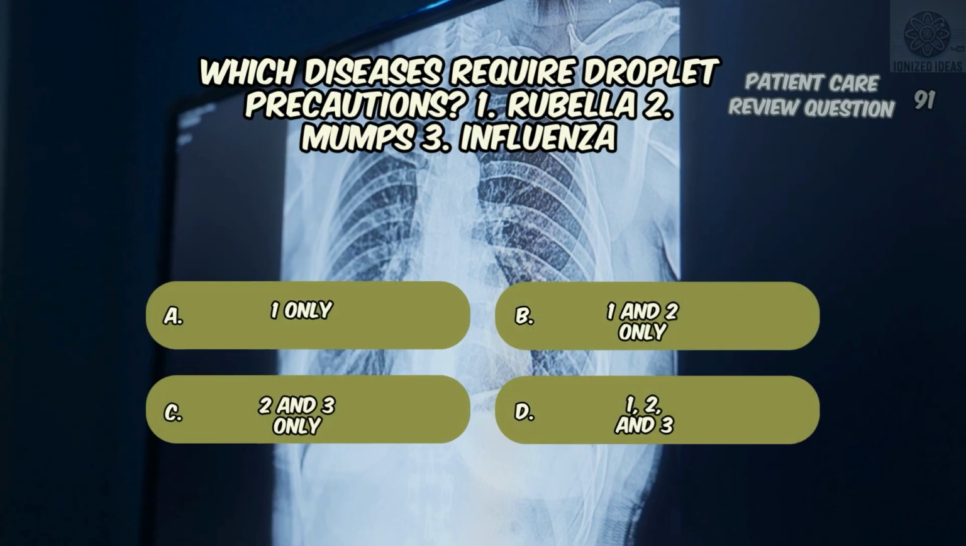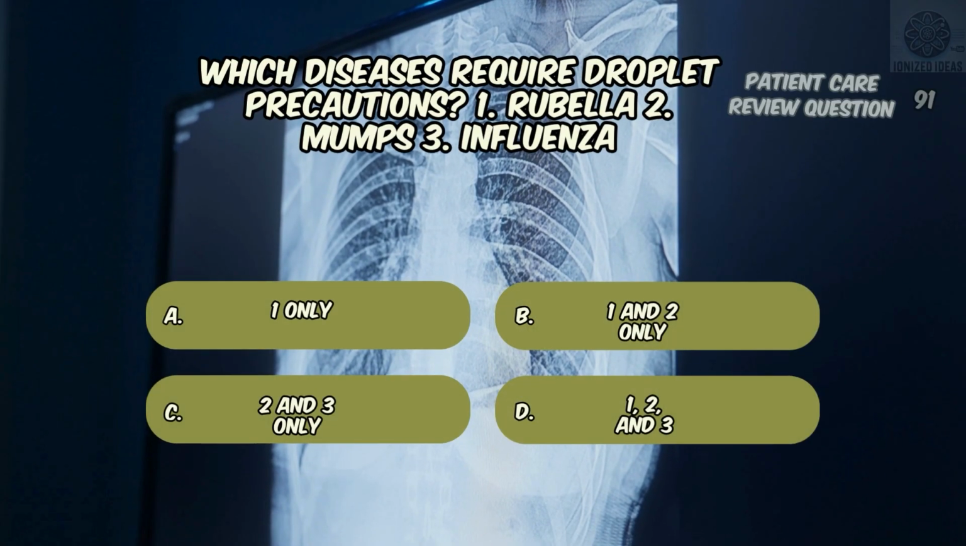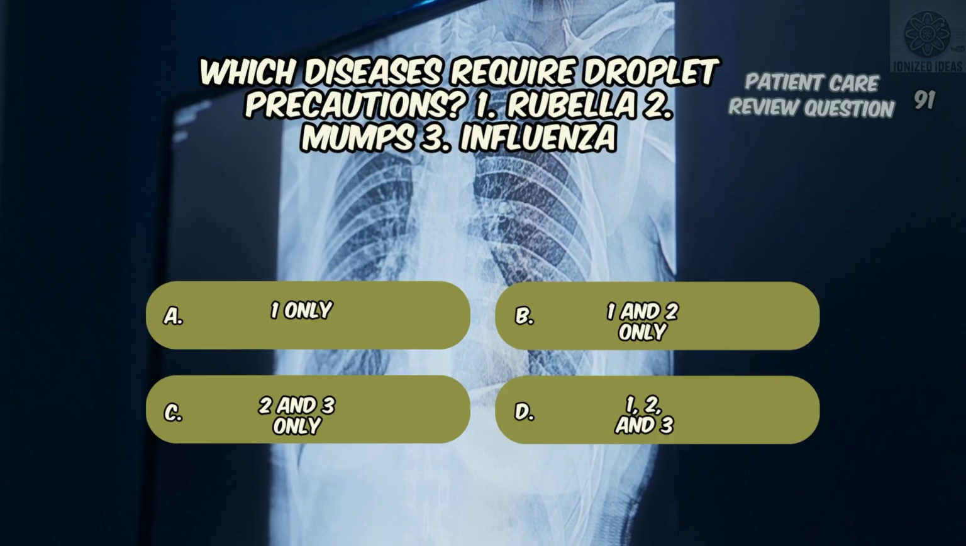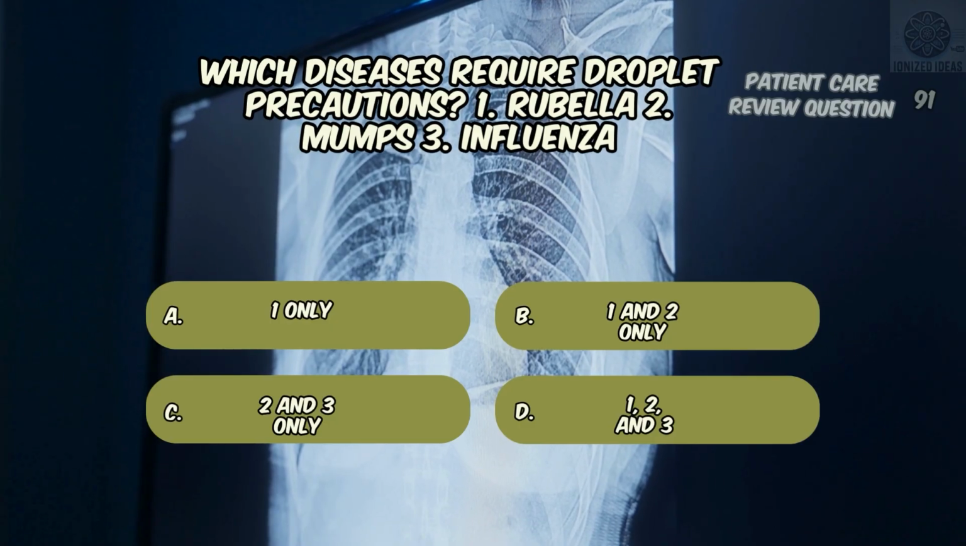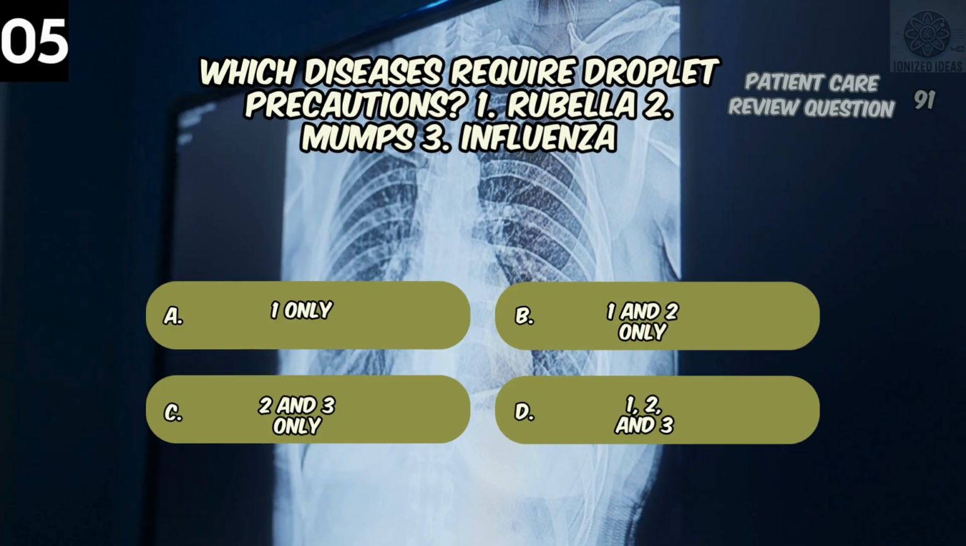Which diseases require droplet precautions? 1. Rubella. 2. Mumps. 3. Influenza. A. 1 only. B. 1 and 2 only. C. 2 and 3 only. D. 1, 2, and 3.